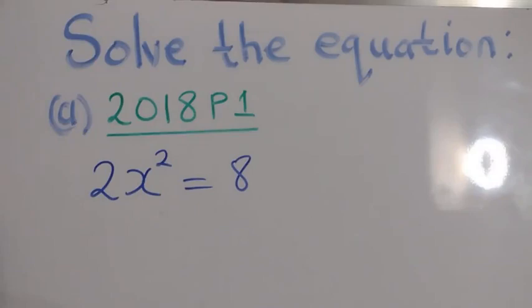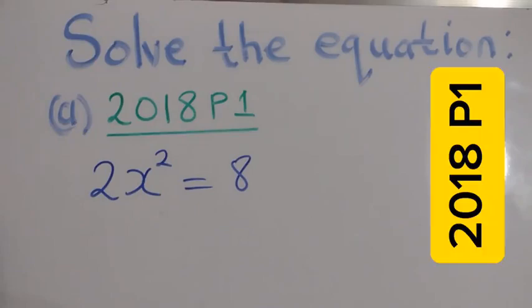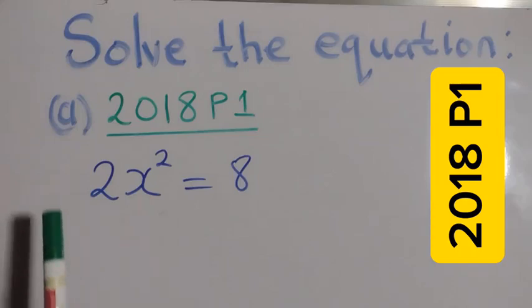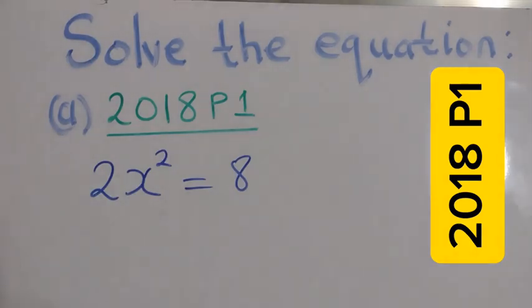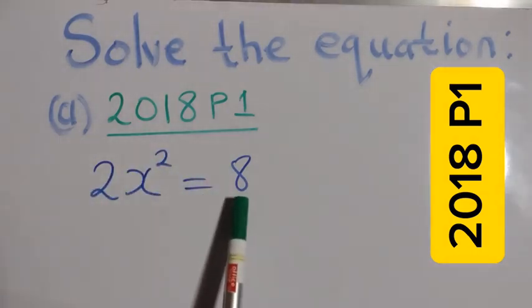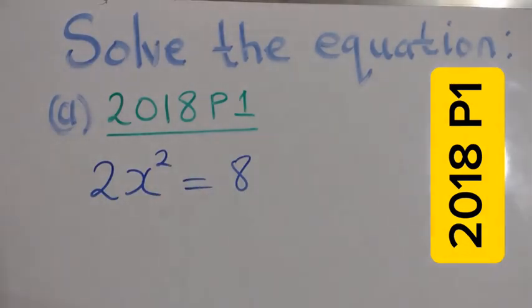In this presentation we are going to answer quadratic equations that come in mathematics paper 1. We are going to start with question A. The question reads, solve the equation 2x squared is equal to 8. This is a question that came in 2018 mathematics paper 1.